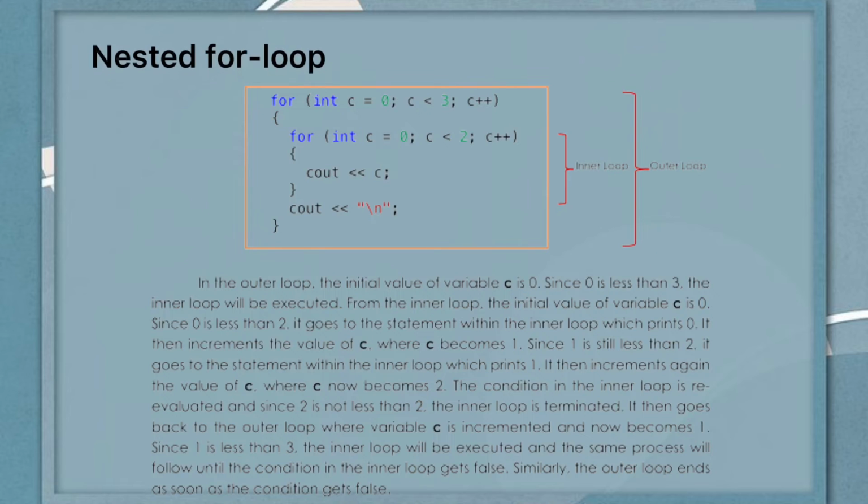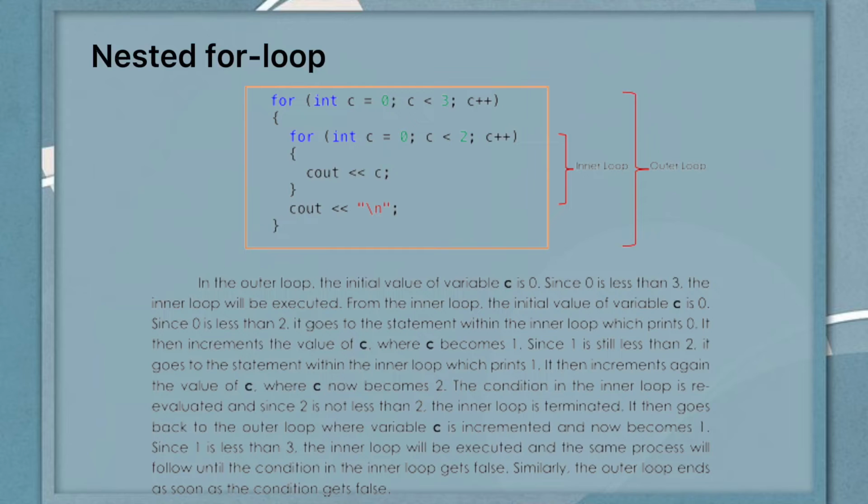This is a nested for loop. In the outer loop, the initial value of variable c is 0. Since 0 is less than 3, the inner loop will be executed. In the inner loop, the initial value of variable c is 0. Since 0 is less than 2, it goes to the statement within the inner loop which prints 0.